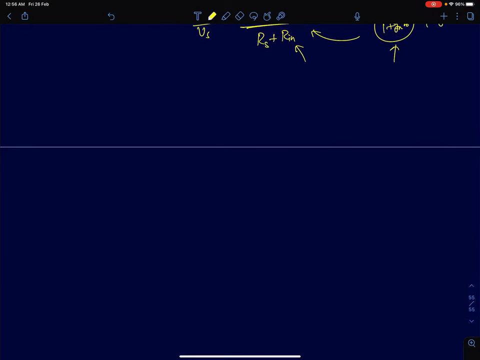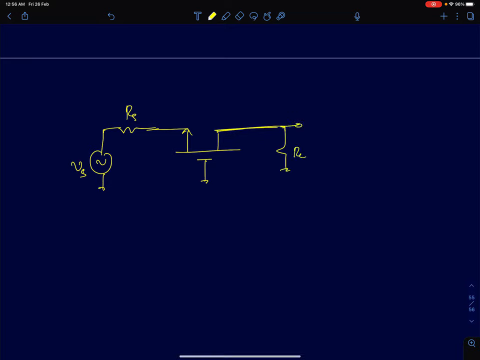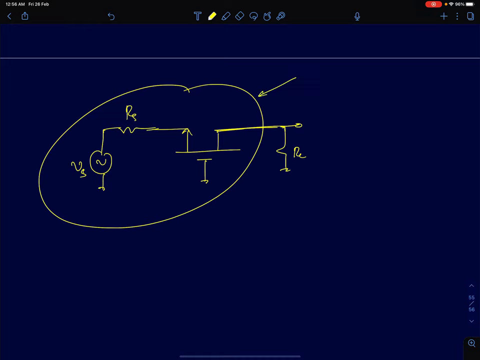The other expression we are going to derive in terms of Rout. So now I'm going to derive the expression for the voltage gain in terms of Rout. That's also possible. To derive that, I'll first draw a Thevenin equivalent for this part of the circuit. I'm going to represent this part of the circuit by its Thevenin equivalent.